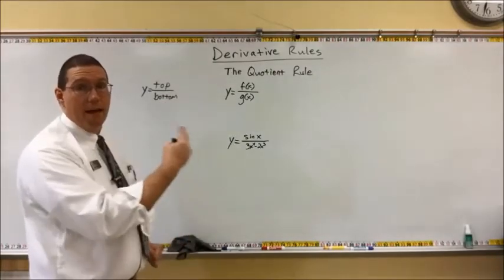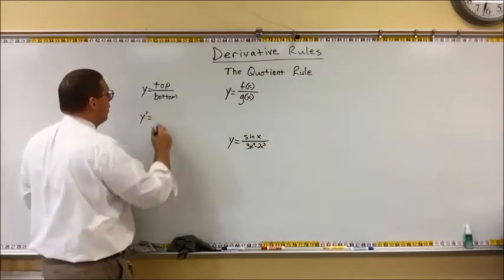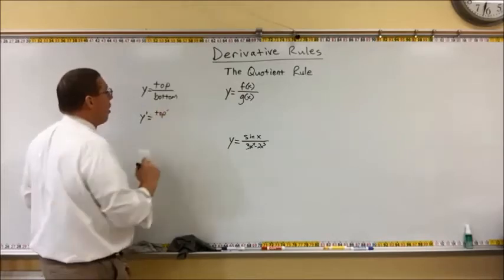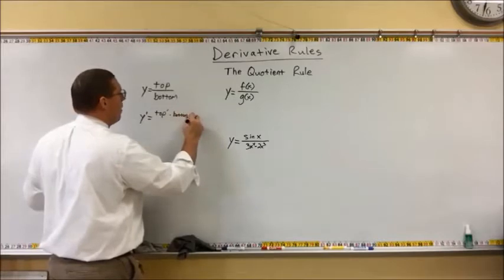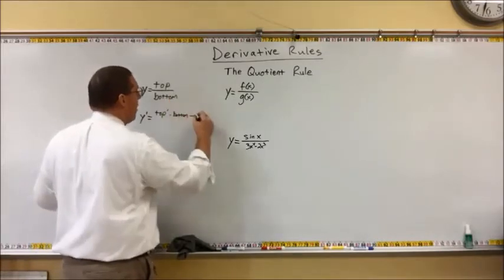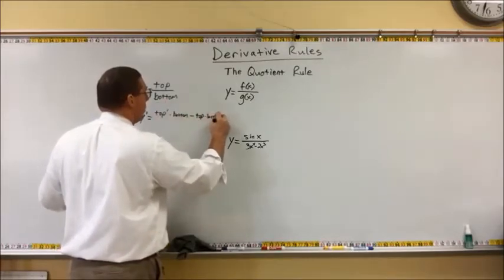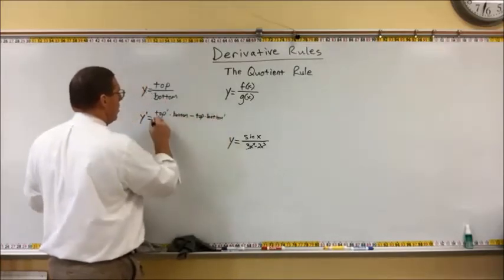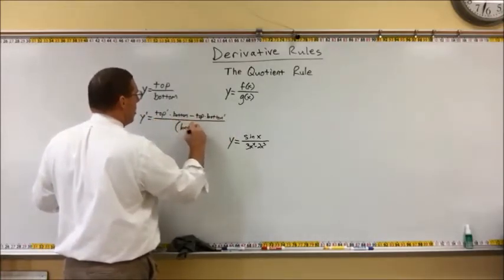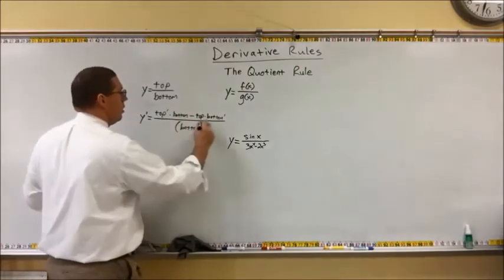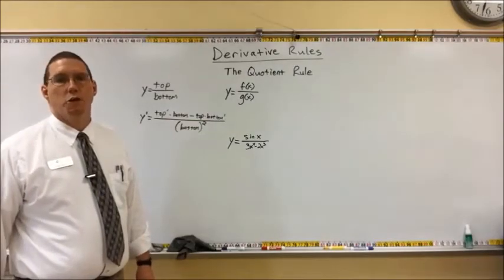Let me write it down. I'll say it again and I'm going to write it down. So the derivative here, y prime, is going to be the derivative of the top, top prime, times the bottom, minus the top times the derivative of the bottom, or bottom prime, all over, and I put the bottom in parentheses, all over the bottom squared. That is the quotient rule, all right?